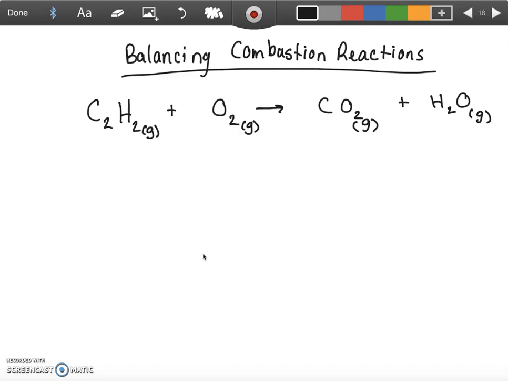When you're doing a combustion reaction, ladies and gents, it's always a good idea to first balance the carbons, then balance the hydrogens, then take care of the oxygens using half coefficients if needed, and I'll show you what that looks like. Okay, so balance them in this order: first, second, third.